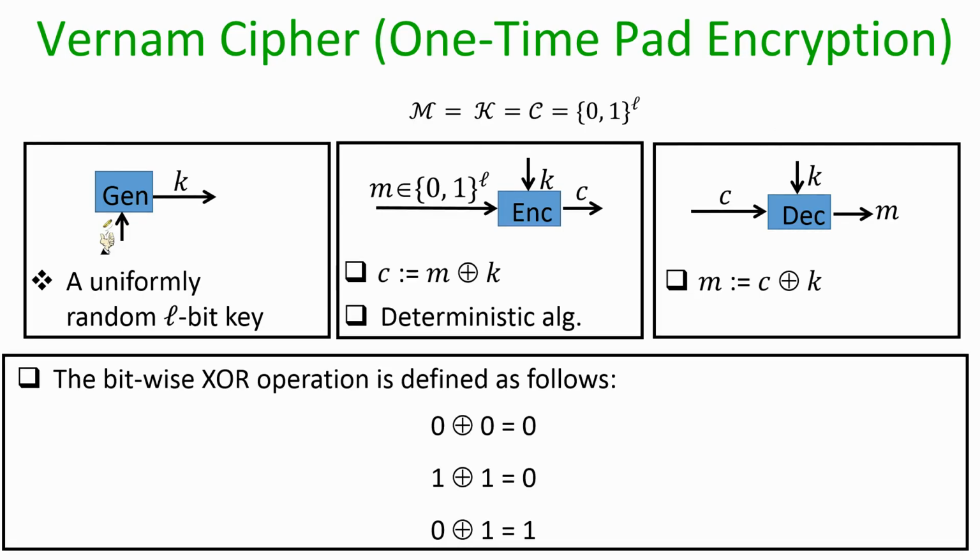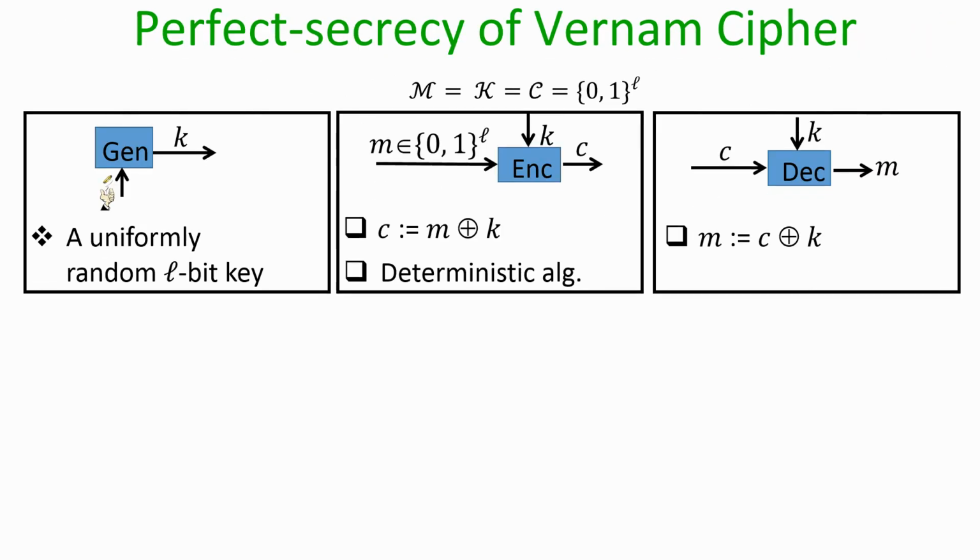So, just to recall what exactly is an XOR operation. The XOR operation operates on 2 bits at a time, and the output is defined as follows. If both the bits are the same, then the output is going to be 0, whereas if the bits are different, then the output is going to be 1. That is the XOR operation.